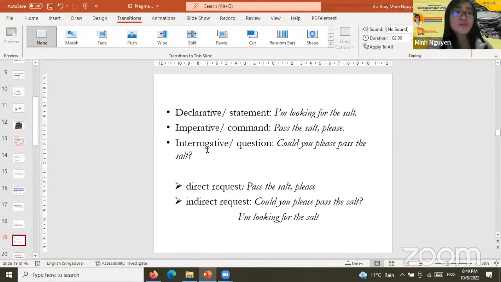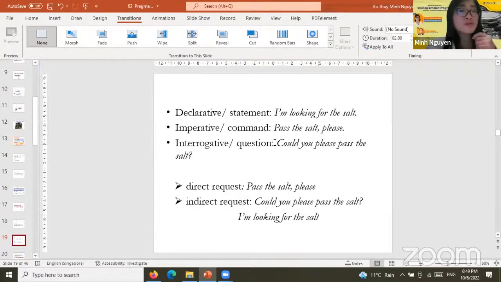Okay, so when there is a correspondence between form and function, meaning when you use imperative form to make a request, like when you tell your child, open the door or shut the door, okay, that is called direct request. Okay, because there is a match between the form of the sentence and its pragmatic function. Okay, it's social function.